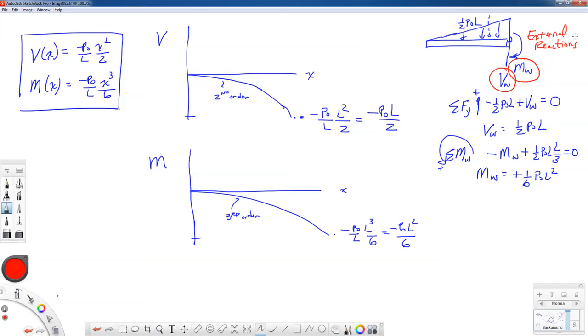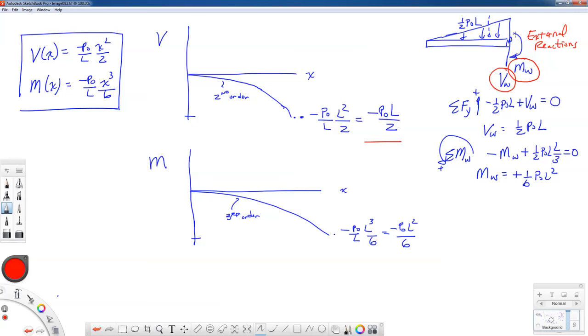Now, oftentimes you'll hear people say that the shear force and bending moment diagrams will close back to 0. Well, that's not really true. If you're at the end of the beam, you're at the end of the beam. If we look at this, the shear force is going upward. That means we have a negative internal shearing force at the end of the beam. That's why the shear force diagram goes to minus P naught L over 2.